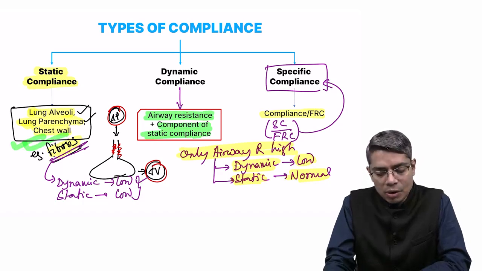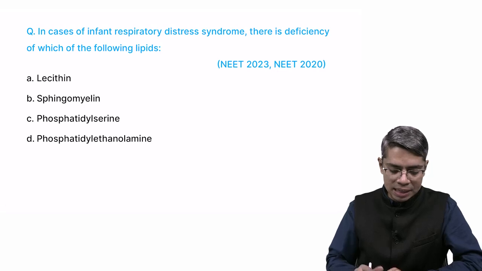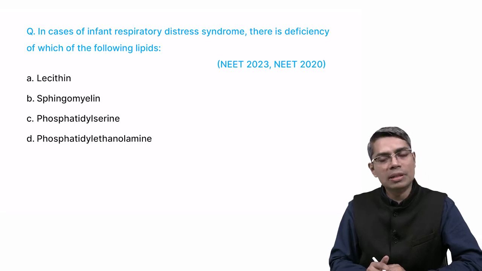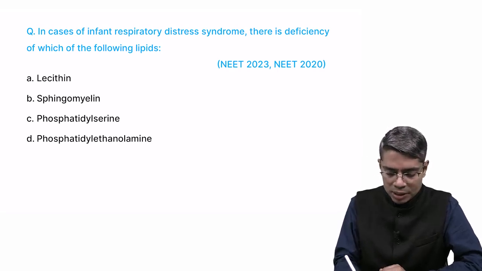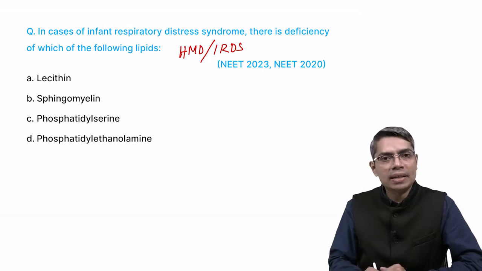Okay, so this is all about different types of compliance. Now we are going to look at certain MCQs from this chapter. In case of infant respiratory distress syndrome, there is deficiency of which of the following lipids? So infant respiratory distress syndrome, I told you, this is also known as the hyaline membrane disease. So surfactant is deficient.